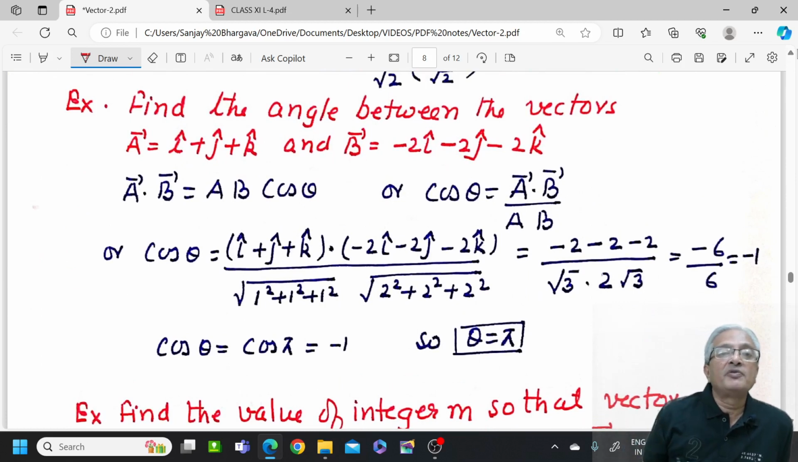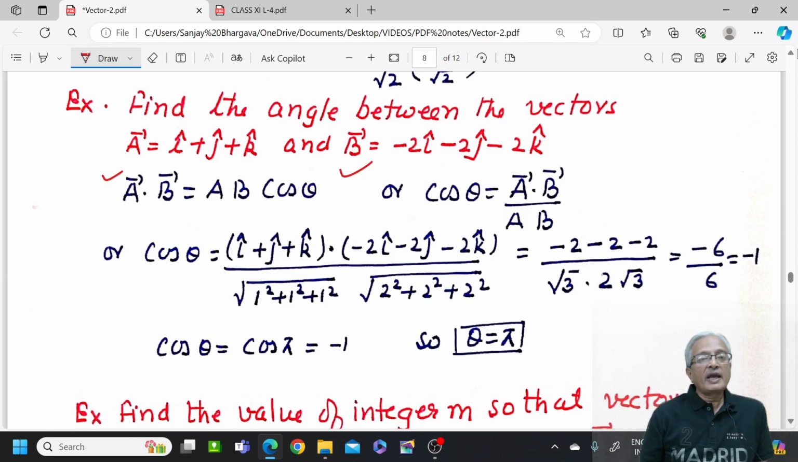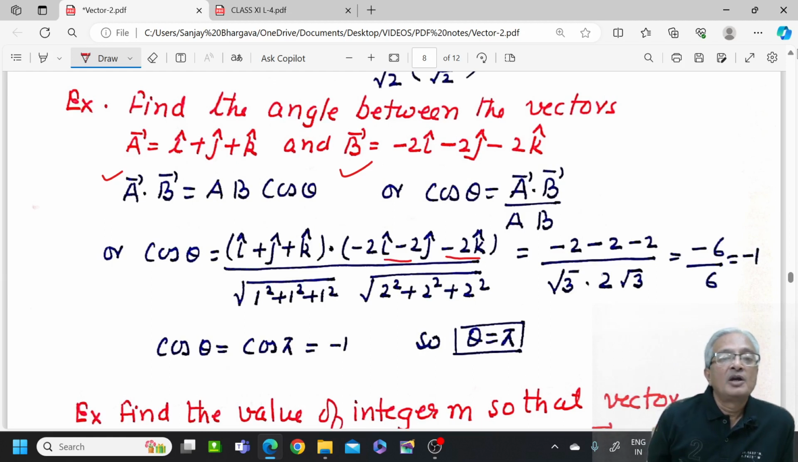Find the angle between the vectors a and b. How to define angle? Cos theta would be equal to a dot b upon |a||b|. So a vector is here, b vector is minus 2i cap, minus 2j cap, and minus 2k cap. What would be the magnitude of a vector? Under root 1 square plus 1 square plus 1 square, and here under root 2 square plus 2 square plus 2 square.